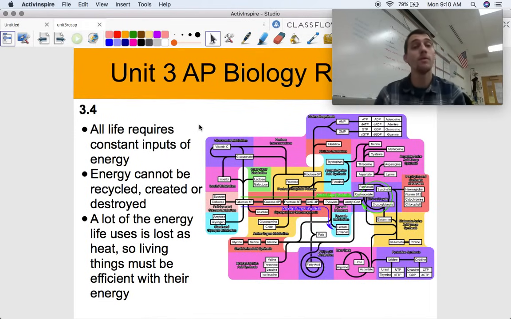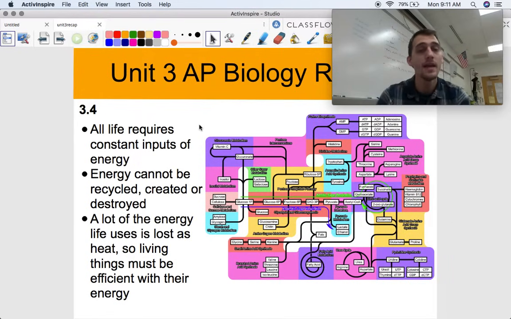Okay, let's move on to 3.4. All life, as I said before, requires constant inputs of energy. Energy cannot be recycled, created, or destroyed. Life follows the laws of thermodynamics. Again, I said this in my other video, but you don't really need to know a whole lot about thermodynamics. All you have to know is that life converts energy from one form to the next, and it's just constantly kind of flowing through.